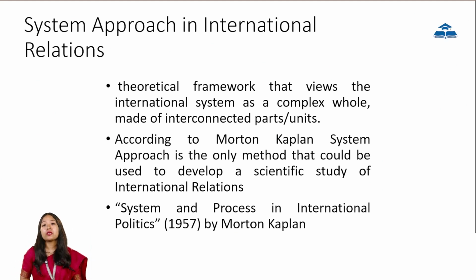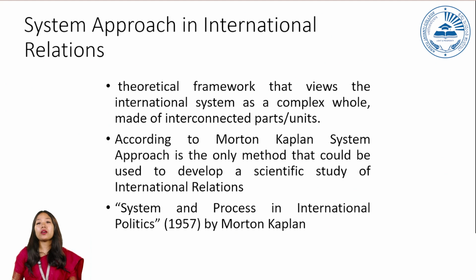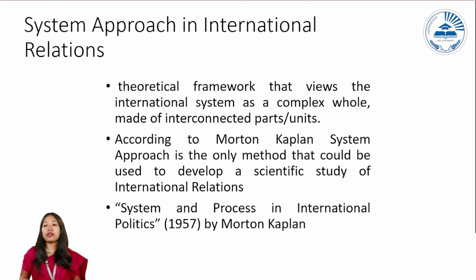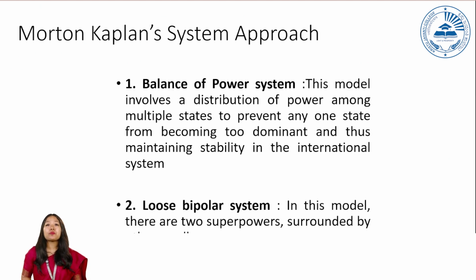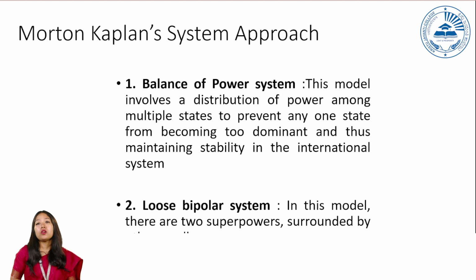According to Morton Kaplan, system approach is the only method that could be used to develop a scientific study of international relations. In the book System and Process in International Politics, published in the year 1957, Morton Kaplan provides 6 models of international system. The first one is the balance of power system. These are hypothetical in nature.